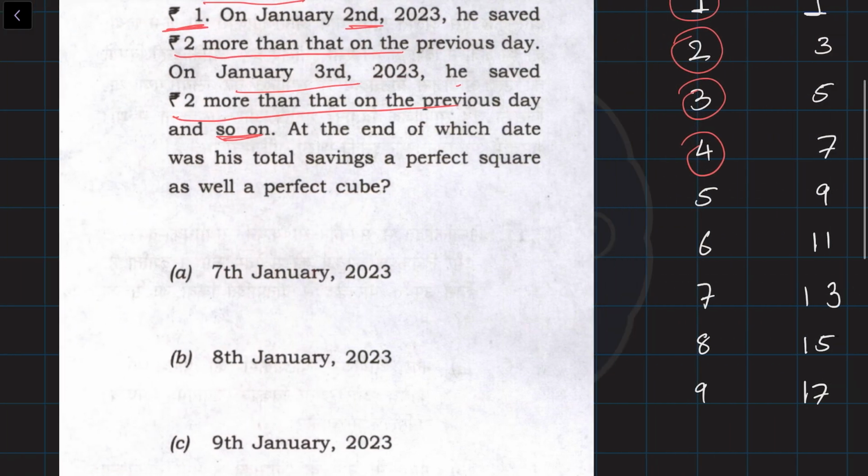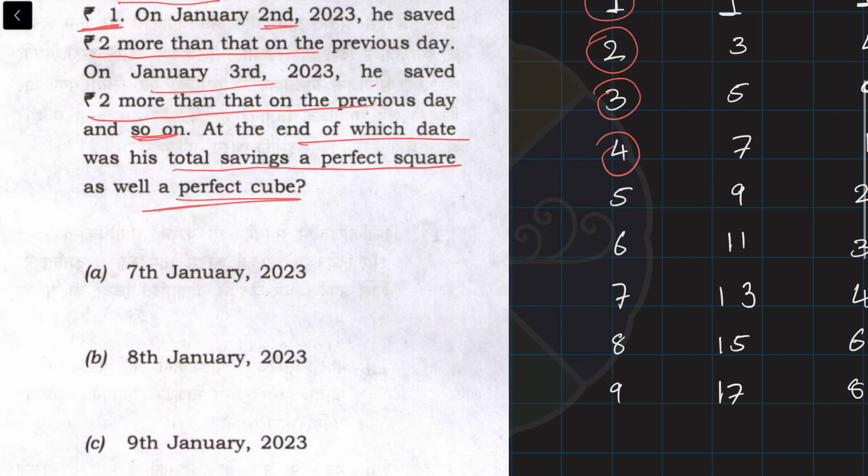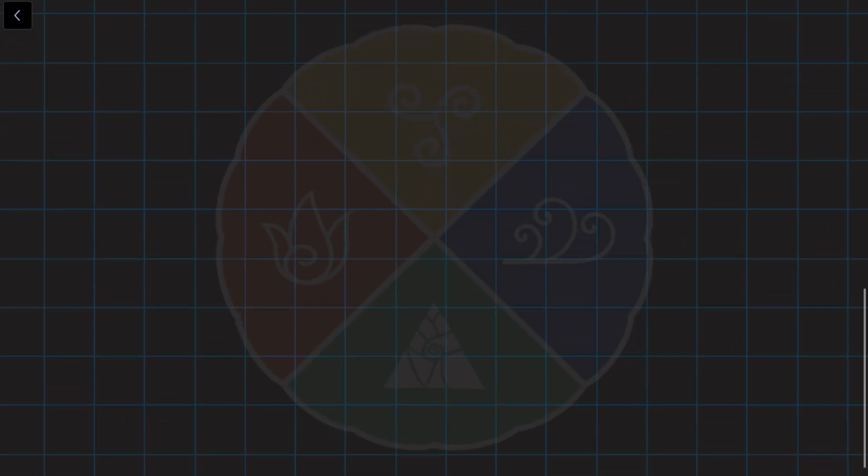But the question is asking, at the end of which date was the total saving a perfect square as well as a perfect cube? What is the meaning of a perfect square and a perfect cube? See, perfect square.